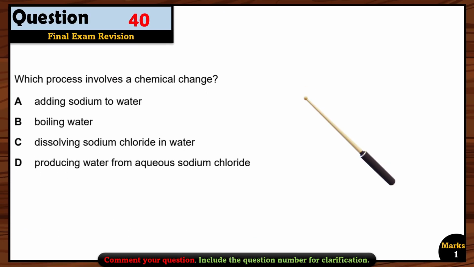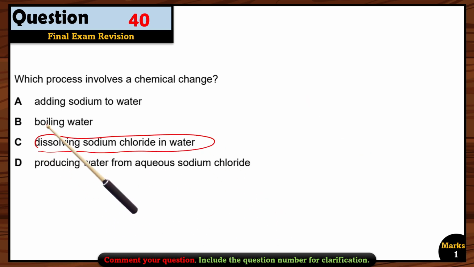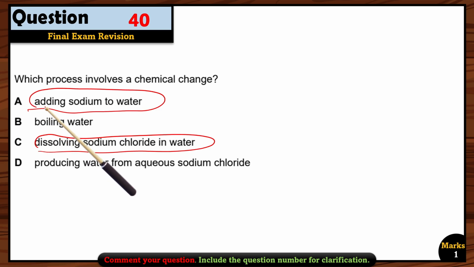First, which process involves a chemical change? Most students already know what a chemical change and a physical change are, but the common mistake they make in this question, when given the options of adding sodium to water and dissolving sodium chloride in water, is that they forget sodium is a metal and sodium chloride is an ionic compound, a salt. They just think both options are physical changes. No, please read the question carefully.